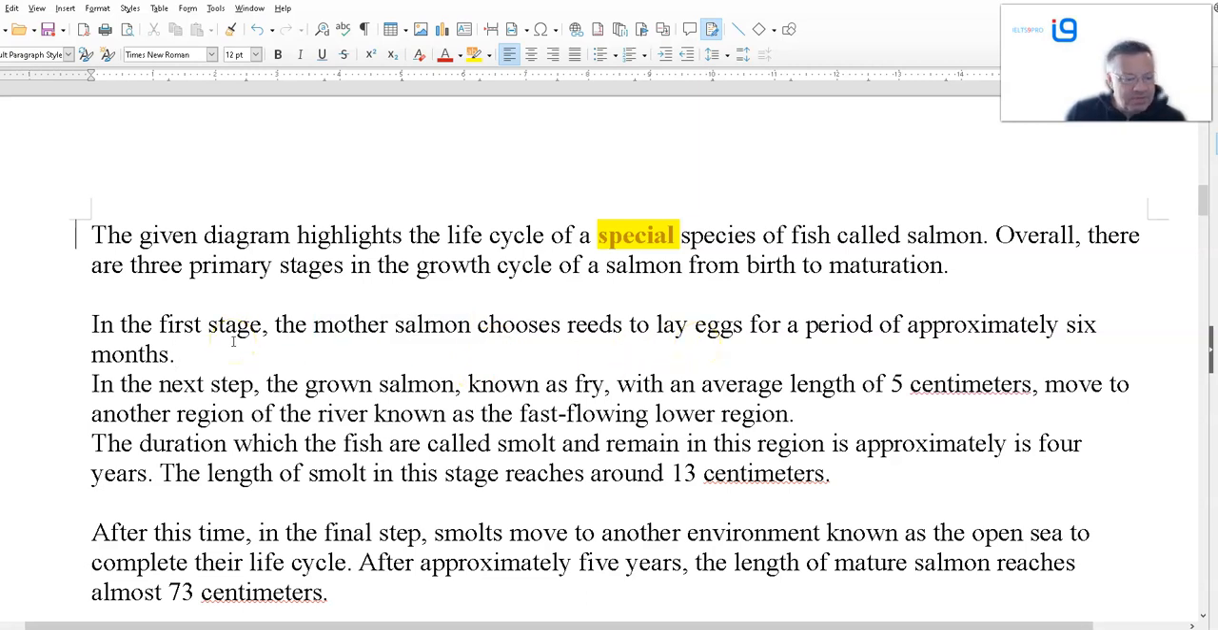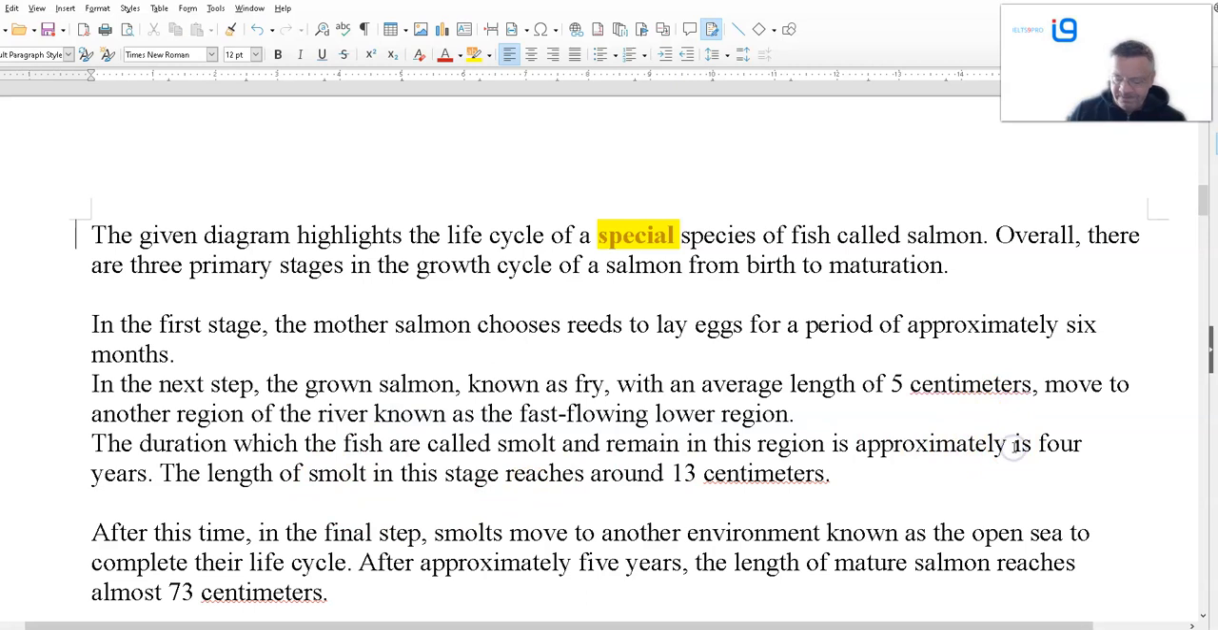So we've got some missing information here. So it said what? It said in the slow-moving waters among reeds and stones. The next step, the grown salmon. Well, the grown salmon, that's the end part where they're the adults. So they're not grown, are they? Known as fry, move to another region of the river known as. Well, it's not known as. It's simply they go to whichever river, the faster flowing section. The duration which the fish are caught is approximately 4 years.